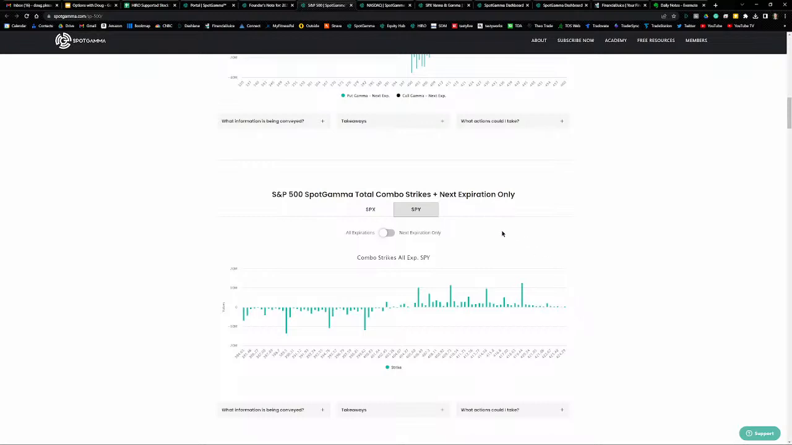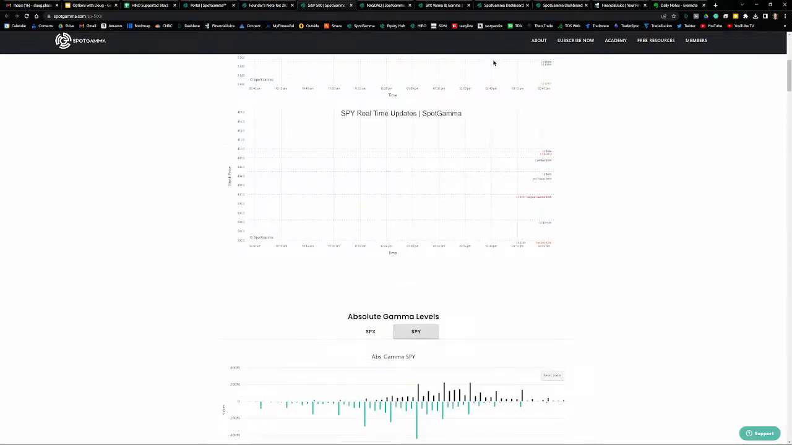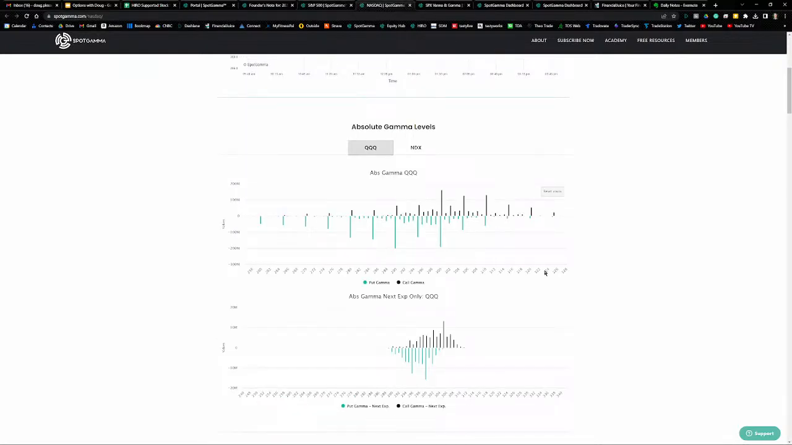All right, let's take a look at the QQQ now, or the NASDAQ. And for the NASDAQ, we'll just look at QQQ. So for QQQ, 300 is the key gamma strike, or the absolute gamma strike. 290 is the put wall, and 310 is the call wall. And put gamma concentrated below the 300 level, call gamma above.